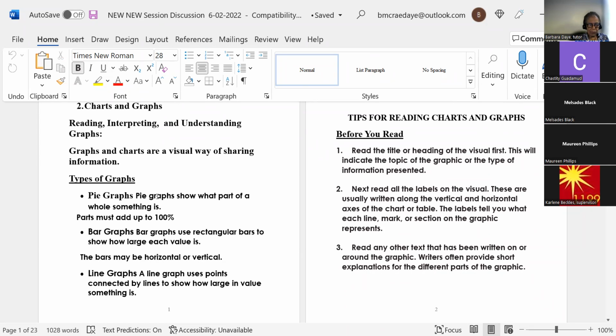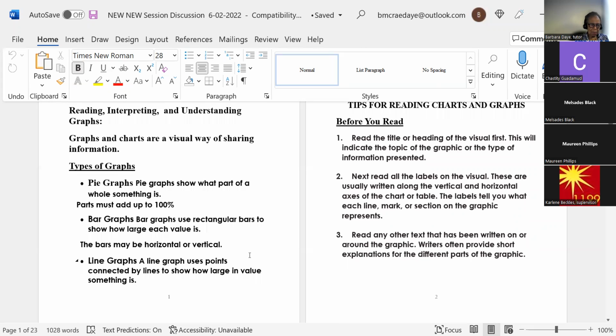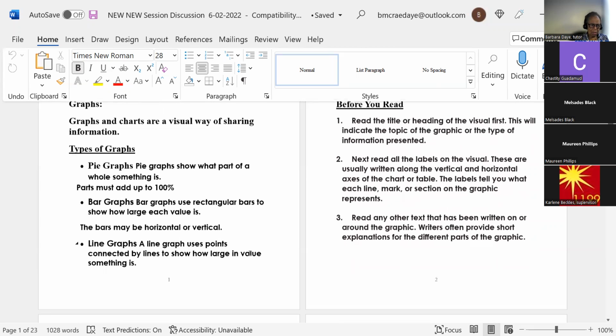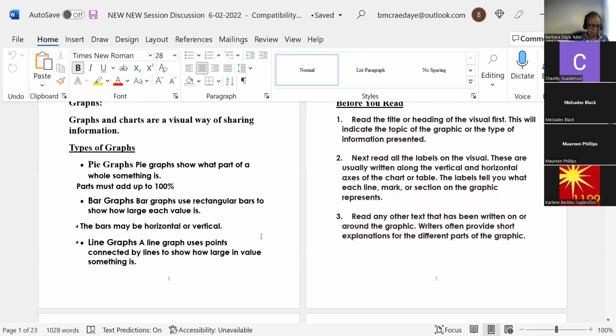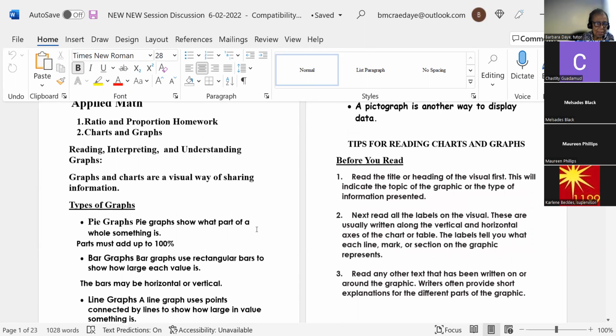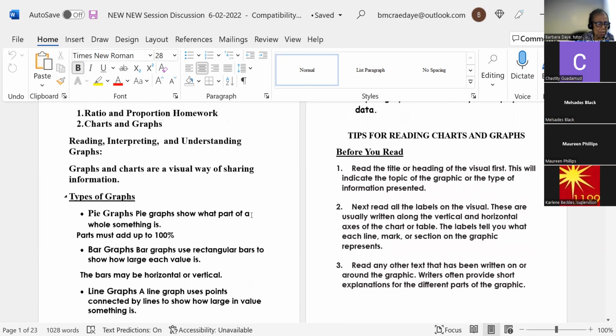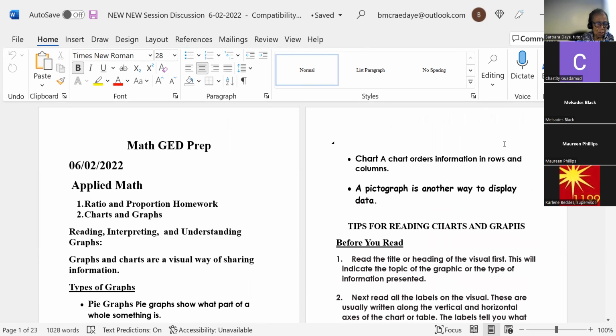The bar graph is like the lines going up, like rectangle shape. Yeah, rectangular bars, and they could be horizontal or vertical. What about the line graphs? What do they look like? Like you go zigzag across. Exactly, connecting points with a line. There's also another one we call a pictogram, and also charts and pictographs. But let's just look at the graph.